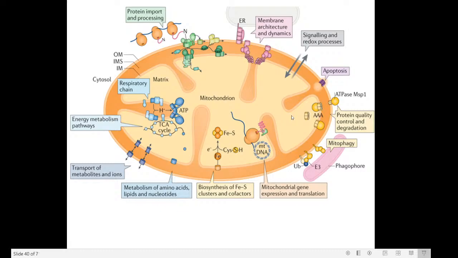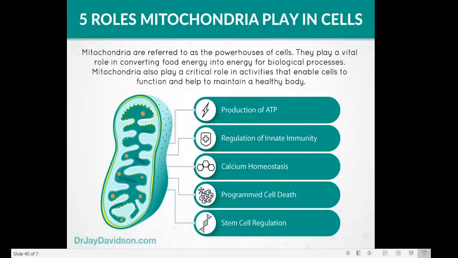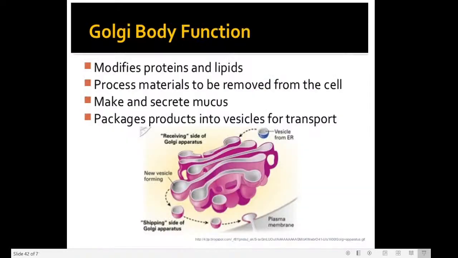These are all the major functions of mitochondria. It produces ATP and regulates innate immunity. Calcium homeostasis happens due to the mitochondria. Then programmed cell death, that is the apoptosis signal, happens through the mitochondria. Stem cell regulation also happens by the mitochondria. So it's playing a vital role: production of ATP, regulation of innate immunity, calcium homeostasis, programmed cell death and stem cell regulation.